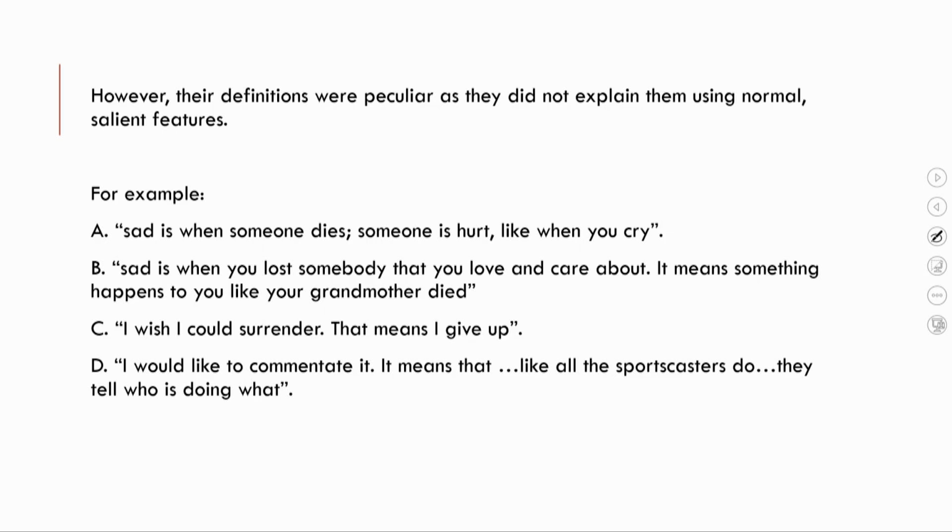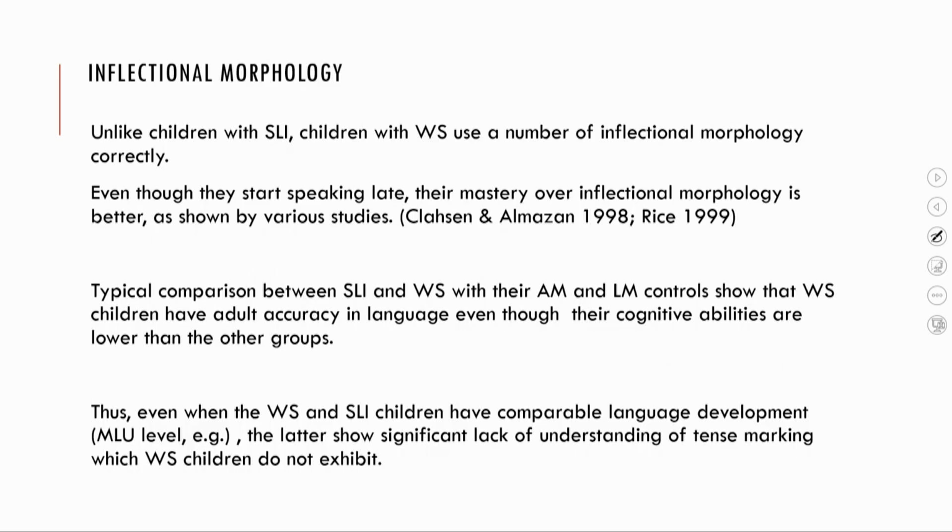For their age, their linguistic output, the language production, is quite mature and often quite noteworthy in terms of their age matched controls. This is typical of Williams syndrome. Inflectional morphology, because we have checked inflectional morphology with SLI, unlike children with SLI, children with WS use a number of inflectional morphology correctly. Even though they start to speak late, their mastery over inflectional morphology is better, as shown by various studies, again by the same group, Klassen and Almazen group.